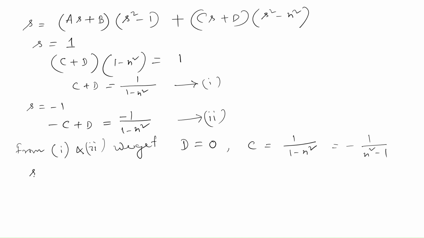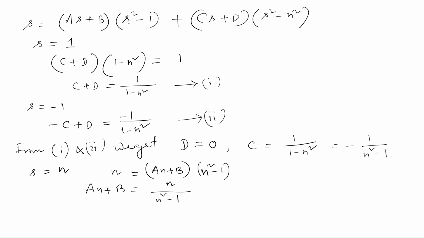Now let us take s as n. Then this part is 0 and here we will get n square minus 1 and An plus B, left hand side this is n. So we'll have n equals to An plus B and n square minus 1. So An plus B equals to n by n square minus 1.